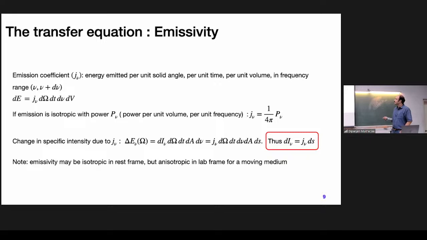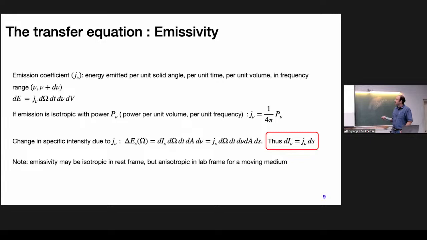So the definition of J nu, if you look at the units carefully, J nu is energy per unit solid angle per dV dt dν. So if the emission is isotropic with power P nu, then if you just look at the definition, it is power P nu per unit volume per unit frequency.